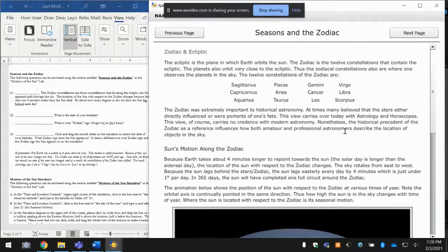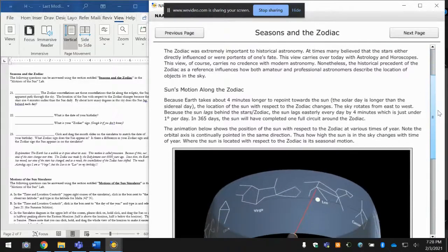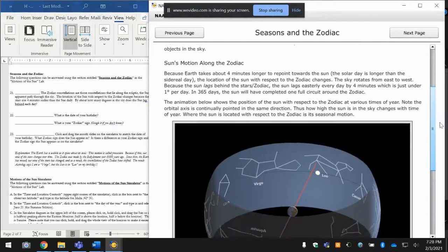Okay, everyone, I just wanted to take you through the next part, seasons and the zodiac. Here's a simulator from the NAAP labs. First off, note that the 12 constellations of the zodiac are listed here. They had personal and spiritual meanings for folks in the ancient world, as well as astronomically.